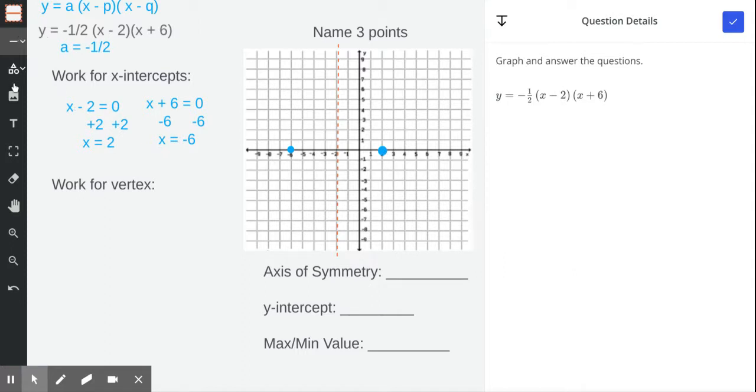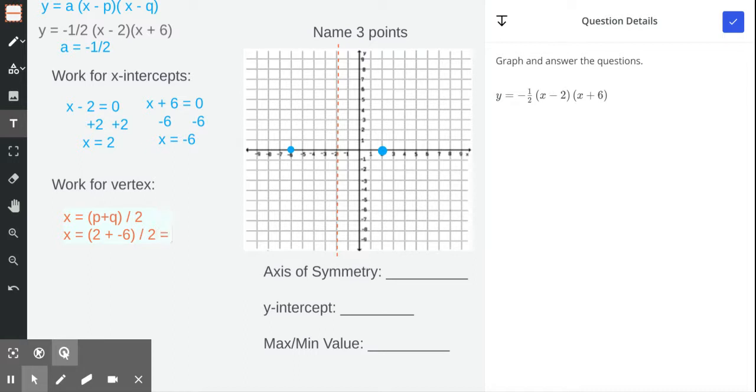Now, if you don't like that, there's another way. You could use the equation x equals p plus q divided by 2. That's like taking the average. If you took 2 tests, you want to find the average of your tests, wouldn't you add them together, divide by 2? So that would be, in this case, 2 plus -6 divided by 2, which would be -4/2, which would be my -2, and I got it.